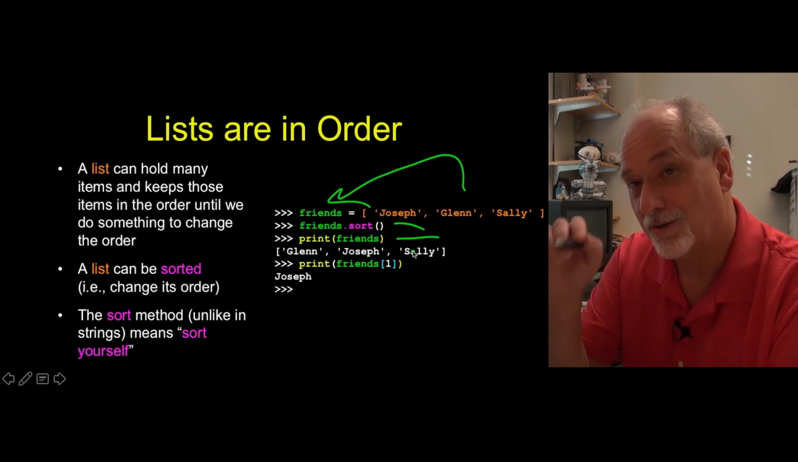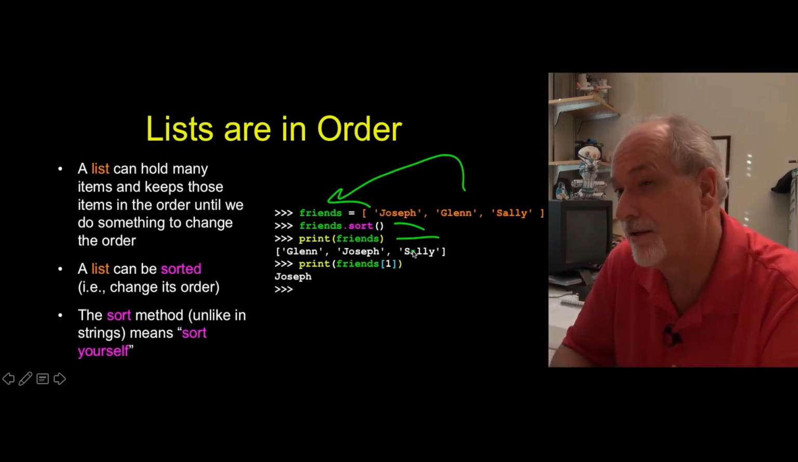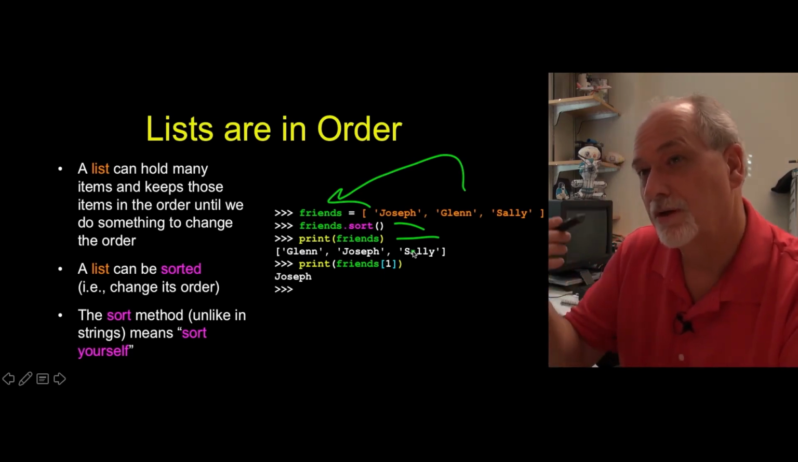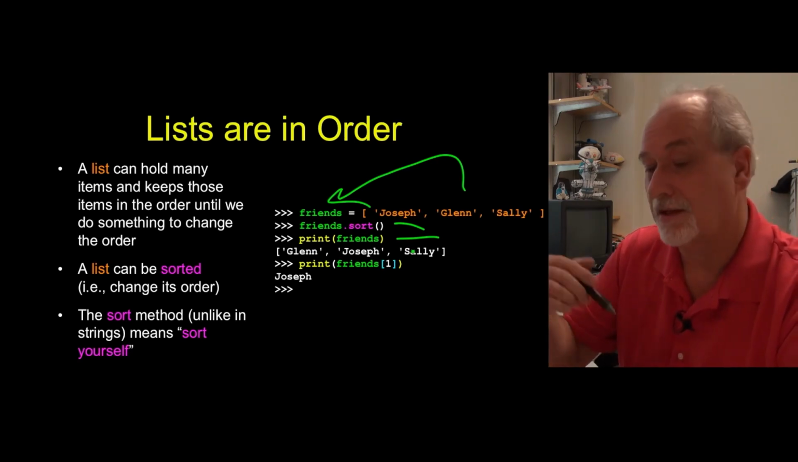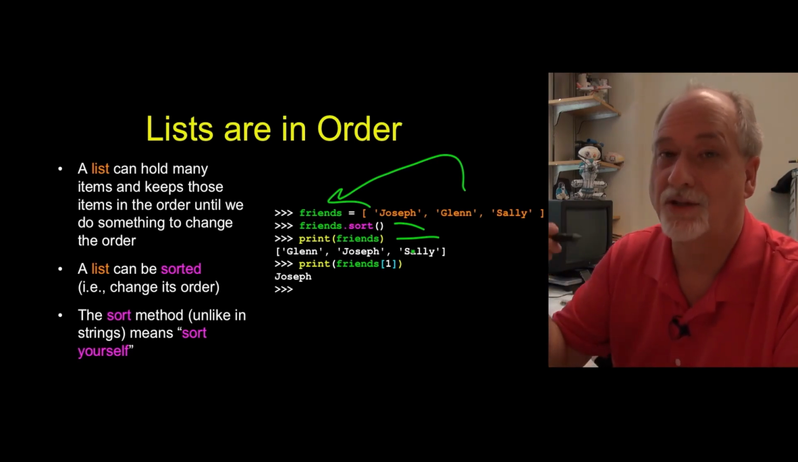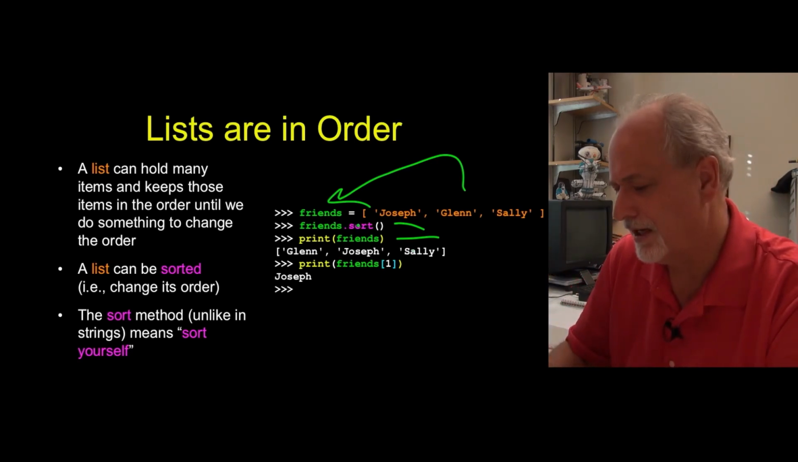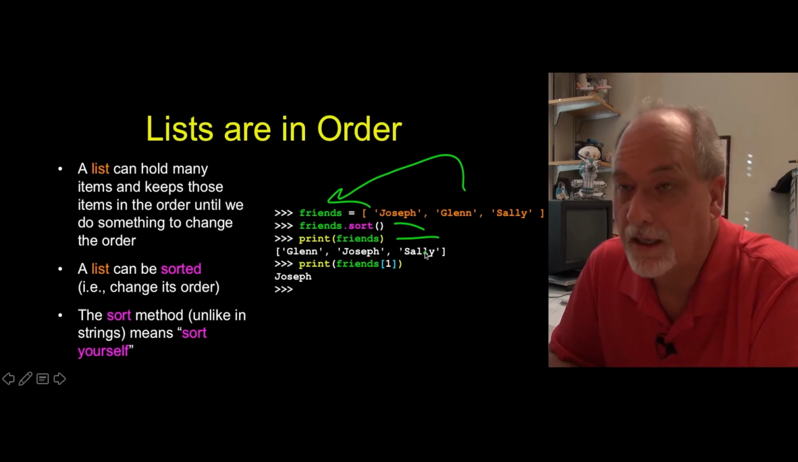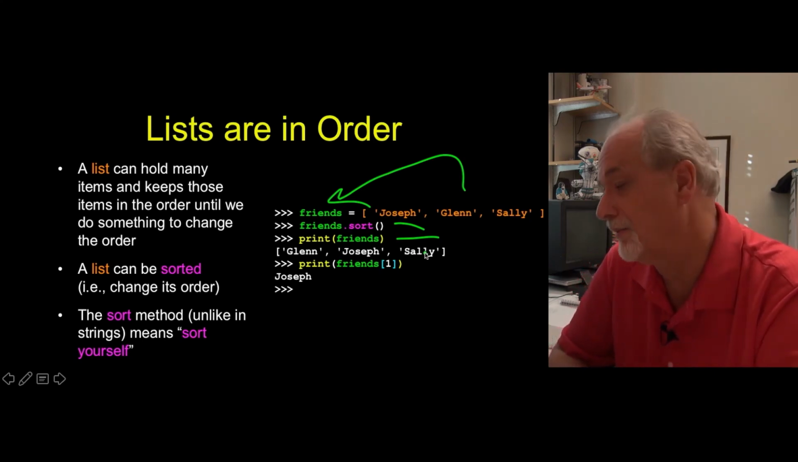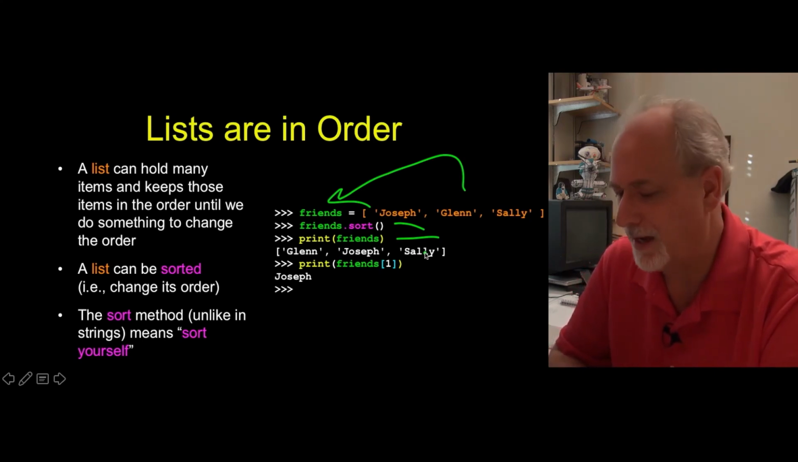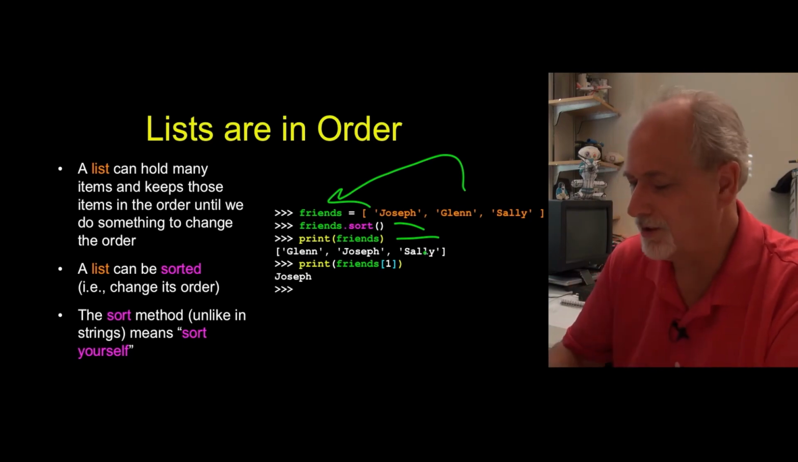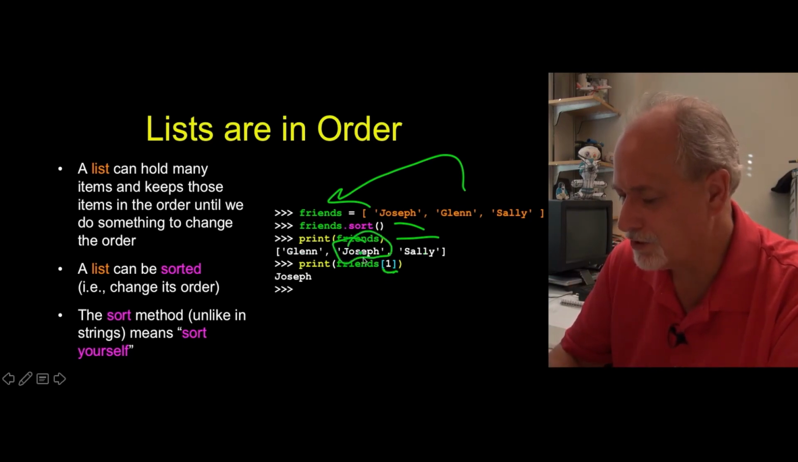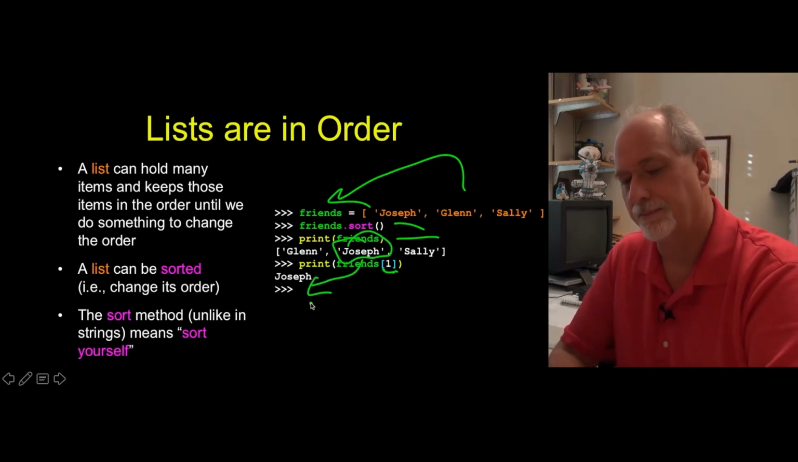Now this actually sorted the list in place, which is different than upper and lower, because if you remember, strings are not mutable, but lists are mutable, and so you say, hey, just sort yourself. And then it's in alphabetical order, Glenn, Joseph, and Sally. I happen to be clever. I only put strings in there, and I put my uppercase and lowercase in a very consistent pattern, but the list is changed. And if I look at list sub 1, that is the second item, which is Joseph, that prints out right down there.